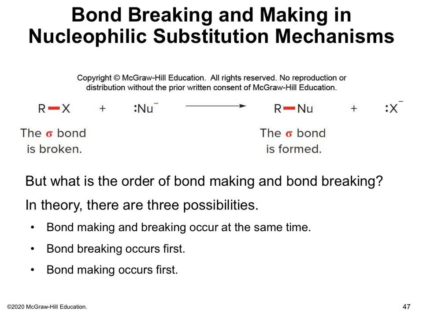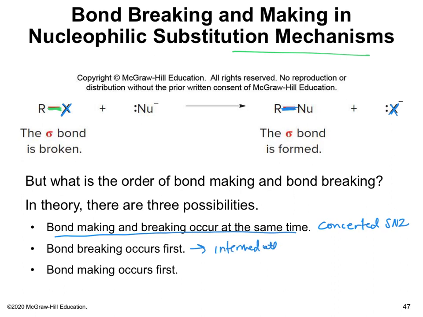Bond breaking and bond making in nucleophilic substitution reactions. So here the sigma bond is broken and the sigma bond is formed, and the nucleophile substitutes the leaving group. Does the bond making and breaking occur at the same time? That's concerted. If it does, it's an SN2 reaction. If the bond breaking occurs first, you're going to get an intermediate, and that intermediate for these reactions is going to be a carbocation. And this is stepwise, so that's SN1.